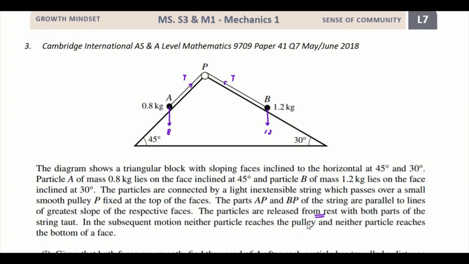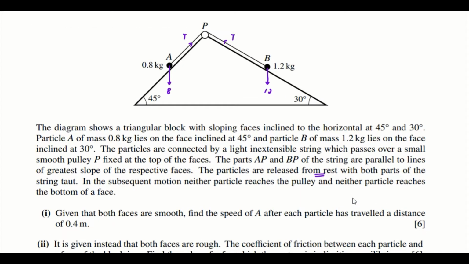So when you look at all the questions, they will tell you that the particle doesn't reach the pulley and so on. Now let's try to look at part one. Given that both faces are smooth, no friction for now. Find the speed of A after each particle has traveled a distance of 0.4.